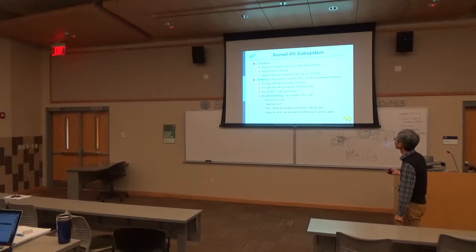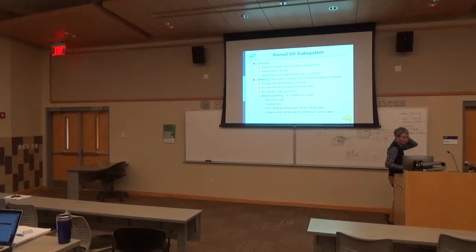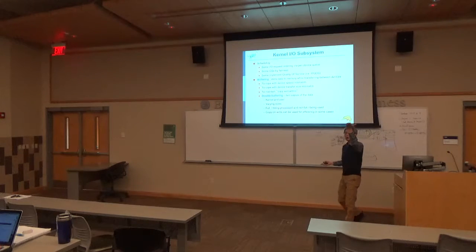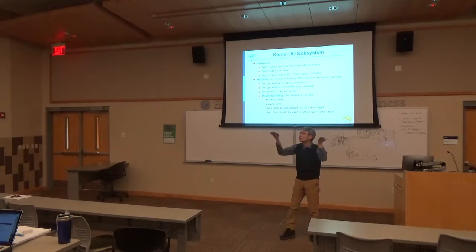Another component of the kernel I/O system is scheduling. We already talked about scheduling, and we did buffering. We also talked last time about double buffering. One is from the memory, and the other is the other I/O device. So sometimes with double buffering, we have the unified buffer.